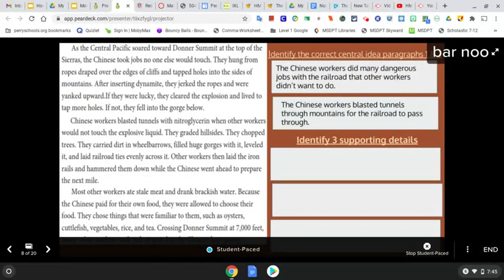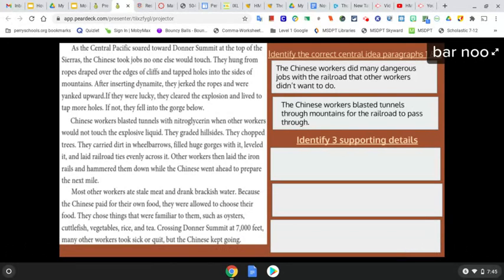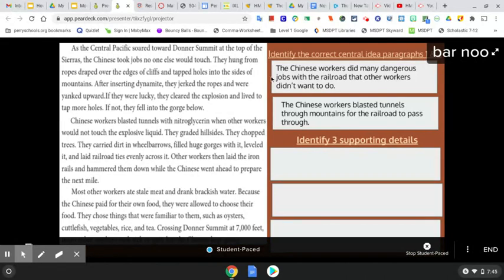So as I'm reading, before I even get started reading, I'm going to think about, you know what? What is the central idea? Okay, what is the topic? What is it talking about? And then I'm going to think about that while I'm reading. But first, let's go ahead and take a look at our different options here.